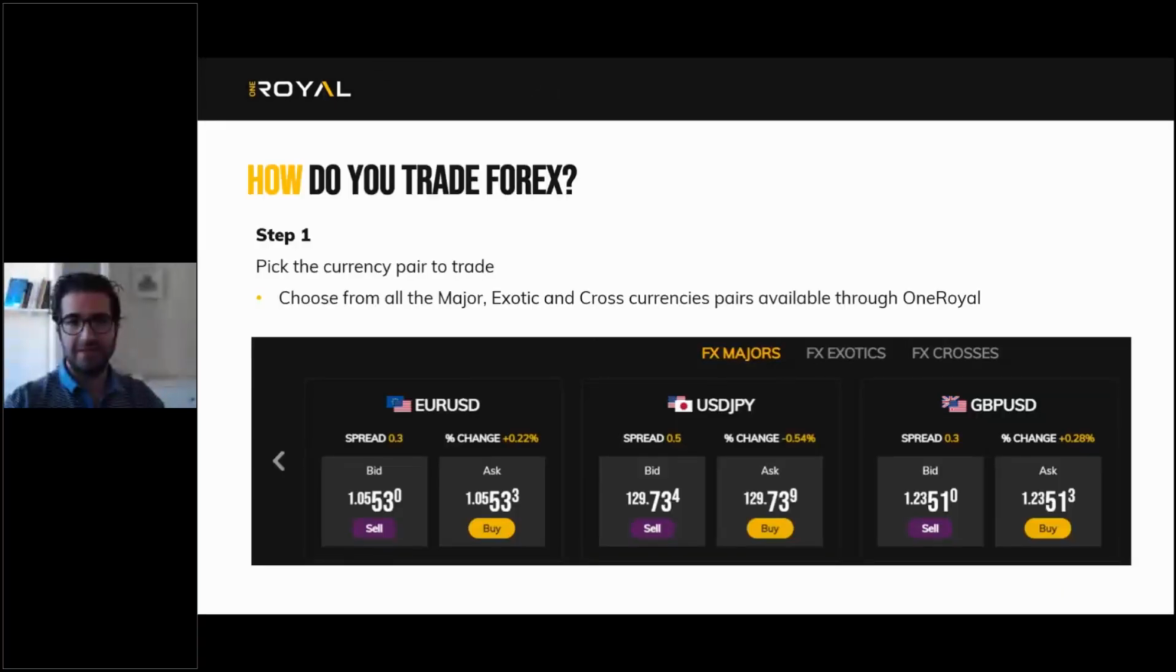How do you trade forex? We will now go in detail step by step. And finally, I will give you an example on MT4 so you will understand it clearly.